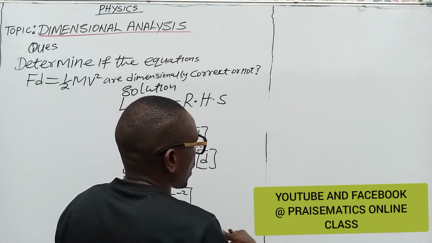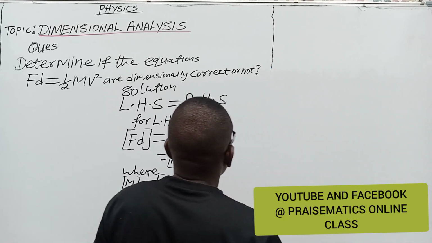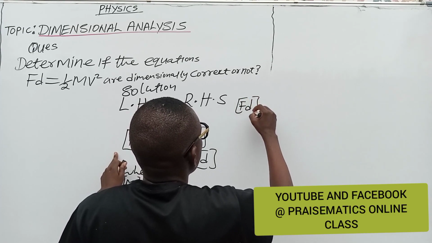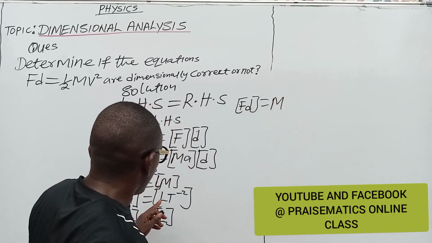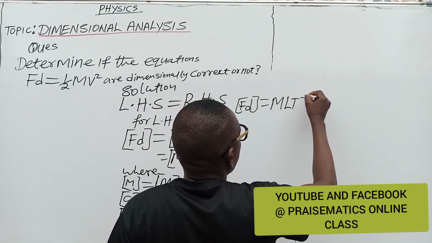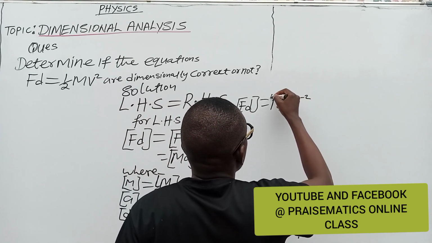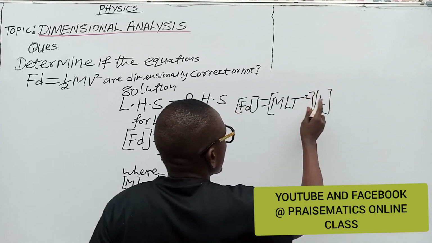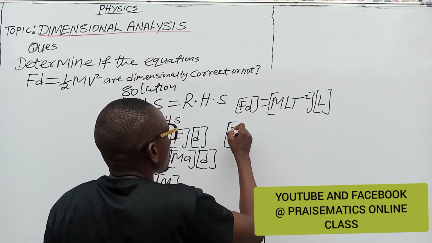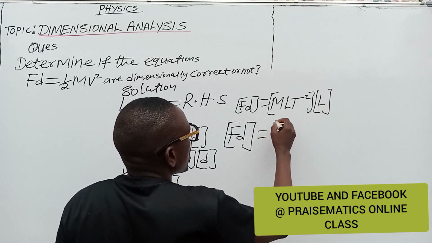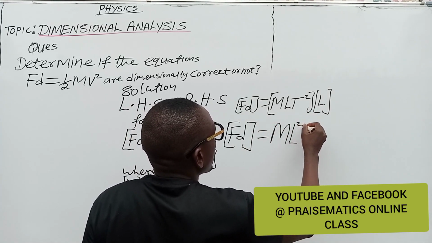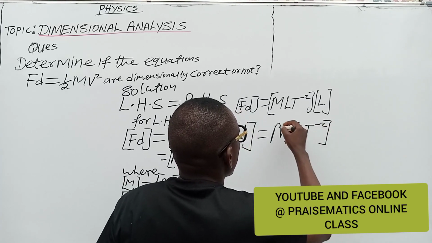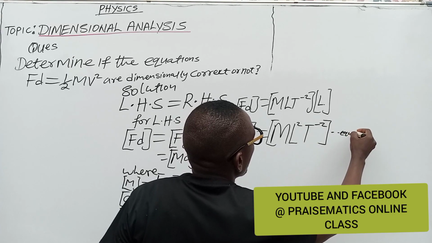So having done that, you can now put it somewhere that the dimension of force times distance is equal to M multiplied by acceleration, which is LT raised to power minus 2, multiplied by distance, L. When you multiply this, we have that the dimension of FD, which is energy, is equal to M. L times L will give us L square. Now multiply by T raised to power minus 2. You can agree with me that this is equation 1.